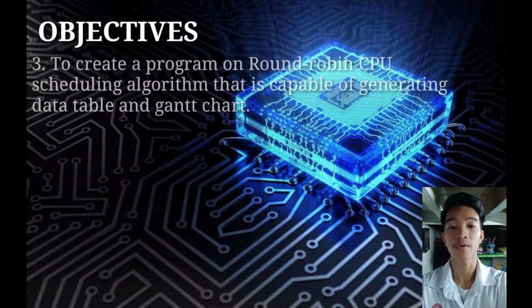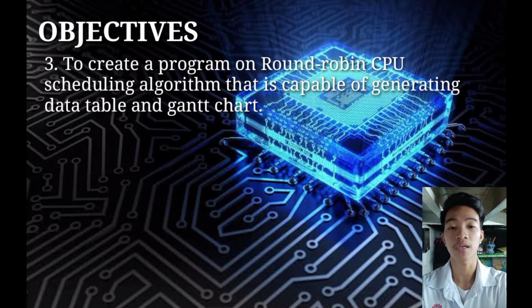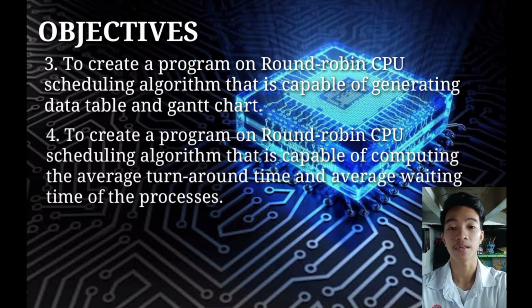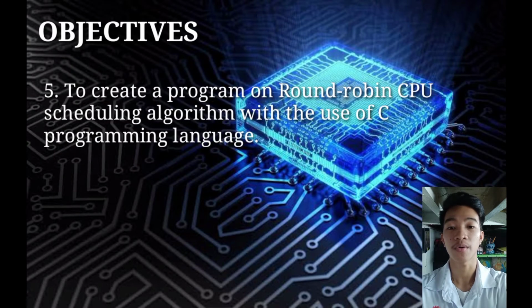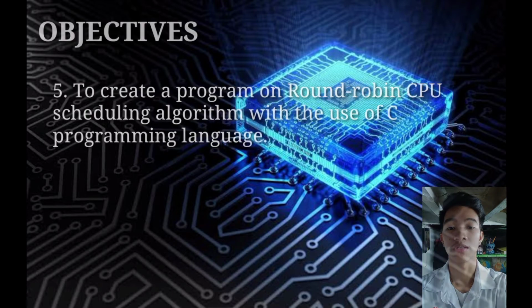And to create a program on round-robin CPU scheduling algorithm that is capable of generating a data table and Gantt chart. And to create a program that is capable of computing the average turnaround time and average waiting time of the processes. Last, to create a program on round-robin CPU scheduling algorithm with the use of the C programming language.